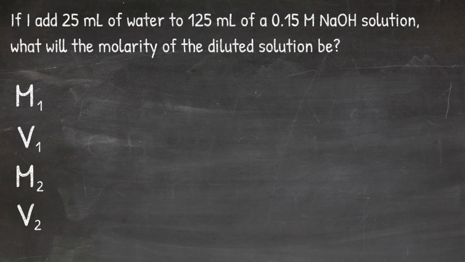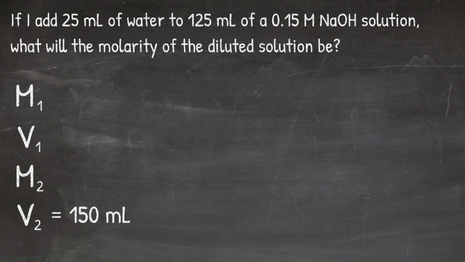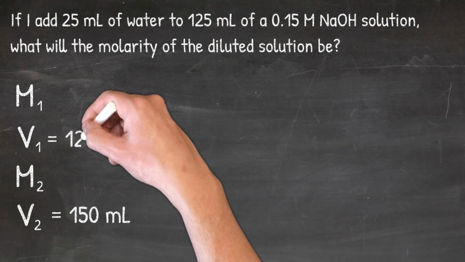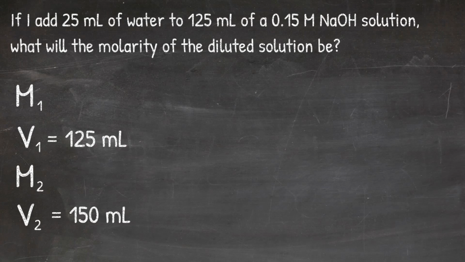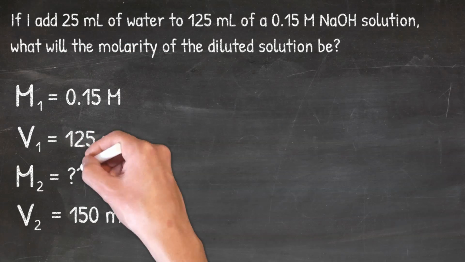So we have to add those two numbers together so that we know we are going to end with a final volume of 150 milliliters. So V2 is going to be 150. I'm starting with 125 milliliters, so I'm going to put that for V1, and the solution has a starting concentration of 0.15. So M1 will be 0.15.